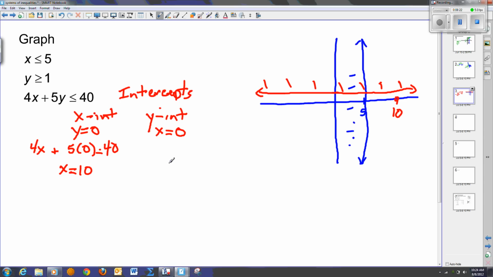Now for the y-intercept, I'm going to do something very similar. I'm going to take and set x equal to 0. So I have 4 times 0 plus 5y equals 40. And y is going to equal 8. So if this was 8, let's call it somewhere up here. Put a dot there. I'm going to connect the two dots because I know those are 2 points on a line.